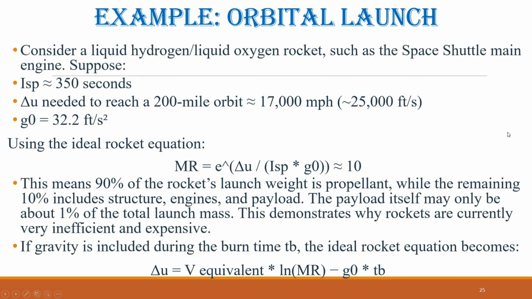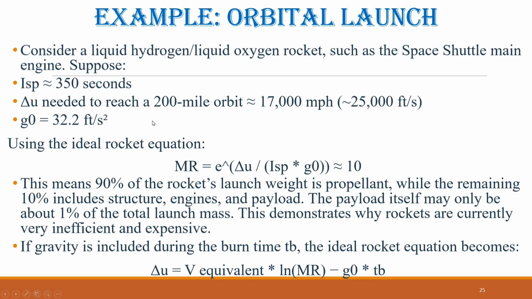Example, orbital launch. Consider a liquid hydrogen-liquid oxygen rocket, such as the Space Shuttle main engine. Suppose specific impulse approximately equals 350 seconds. Change in velocity needed to reach a 200-mile orbit approximately equals 17,000 miles per hour or 25,000 feet per second. Standard gravity equals 32.2 feet per second squared.